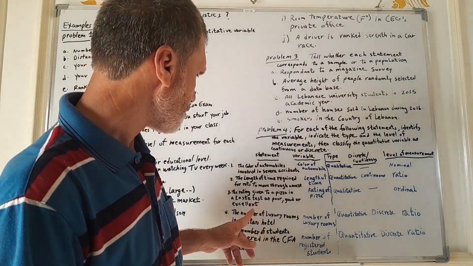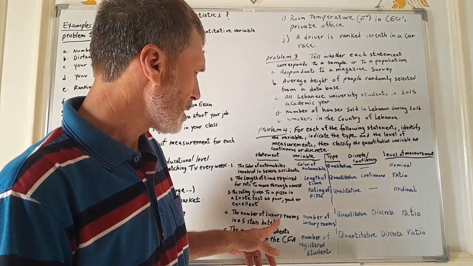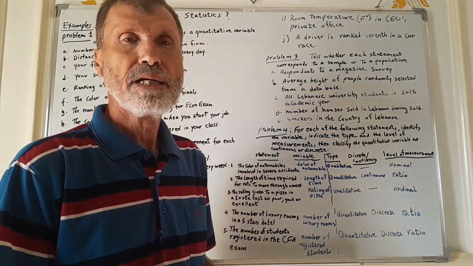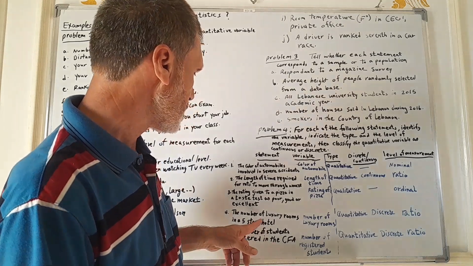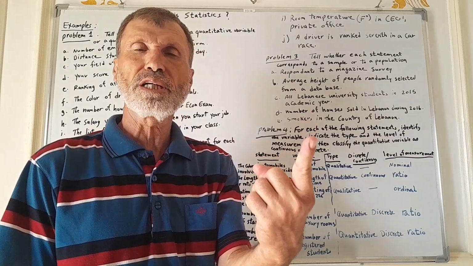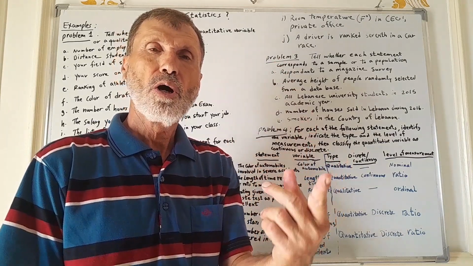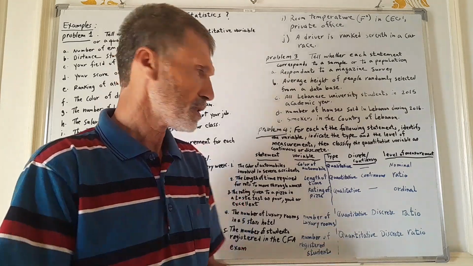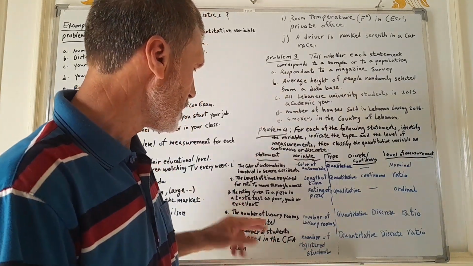Now, of course, what level of measurement do we have? The number of luxury rooms is of the ratio level, because we could have 0 rooms, so 0 is meaningful with respect to ratio, or we could have a ratio between 2 numbers. So it is a ratio.